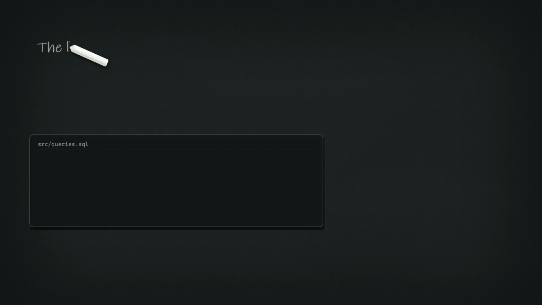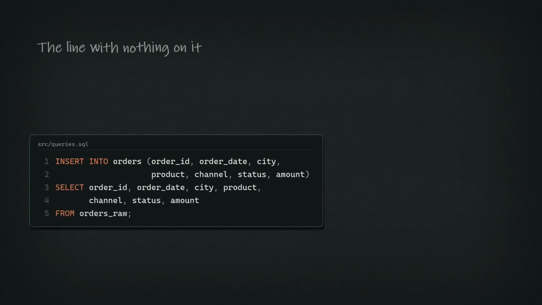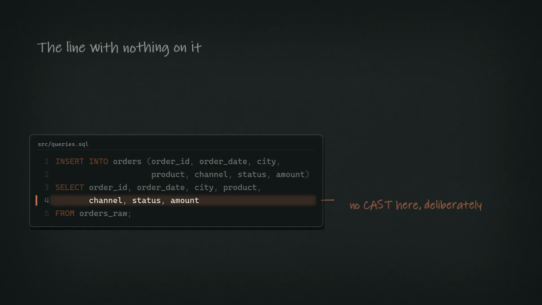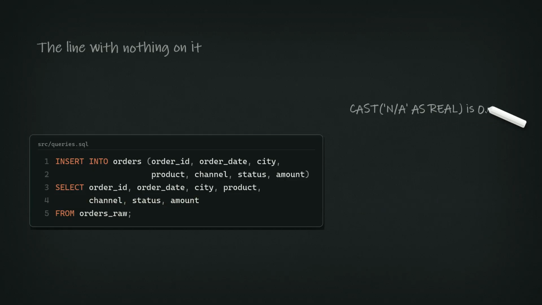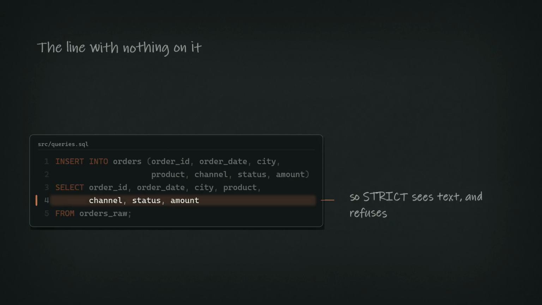Now look closely at the insert statement itself. Back in queries.sql, because there is one thing missing from it deliberately. The amount column is not wrapped in CAST. And you might think wrapping it would be safer. It is the exact opposite. CAST of 'n/a' AS REAL does not raise an error in SQLite. It returns 0.0. So adding CAST would take a broken row, silently turn it into a 0, put that 0 into your revenue total, and let the job finish green. Leaving CAST out is what lets the strict table do its job.